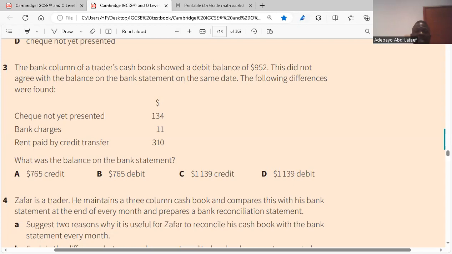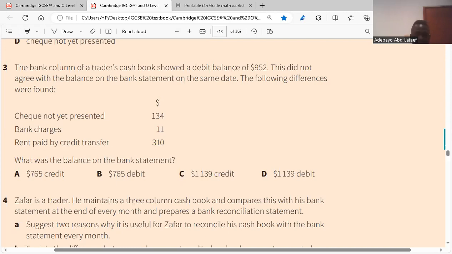Bank charges is what? Bank charges is 11. So we minus 11. And then we add rent paid. It will be plus 310. 1380. No. 1385. No.